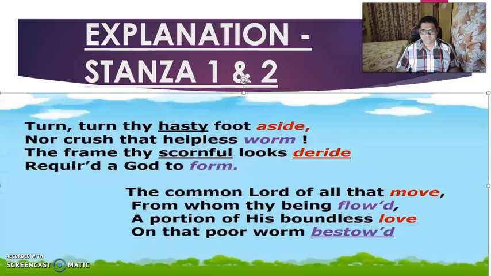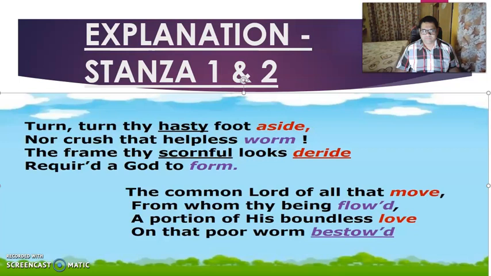Turn, turn thy hasty foot aside, nor crush that helpless worm. The frame thy scornful looks deride, required a God to form. The common Lord of all that move, from whom thy being flowed, a portion of his boundless love on that poor worm bestowed. Let's understand.